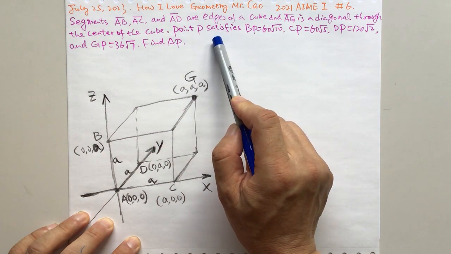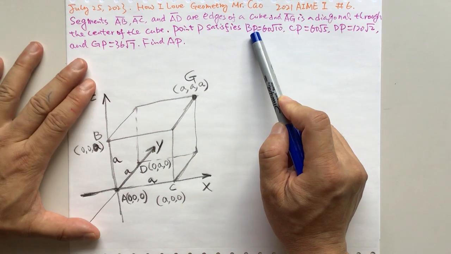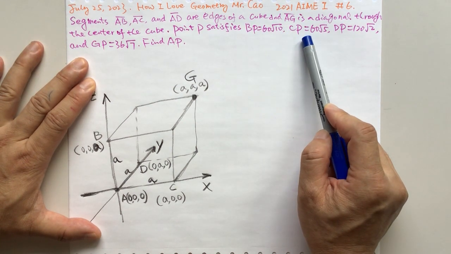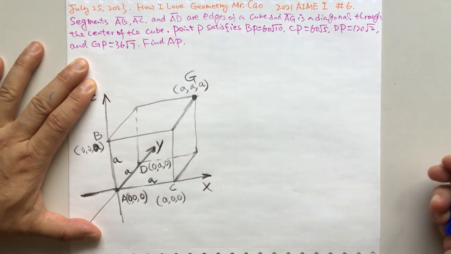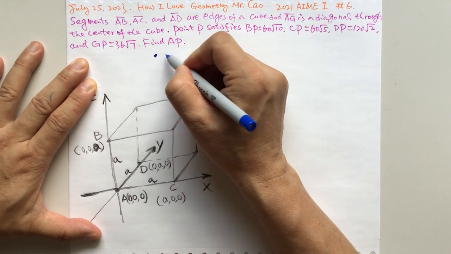Point P satisfies BP equals 60 times square root of 10, CP, DP, and GP. Let us find AP. So let's suppose maybe P is here.